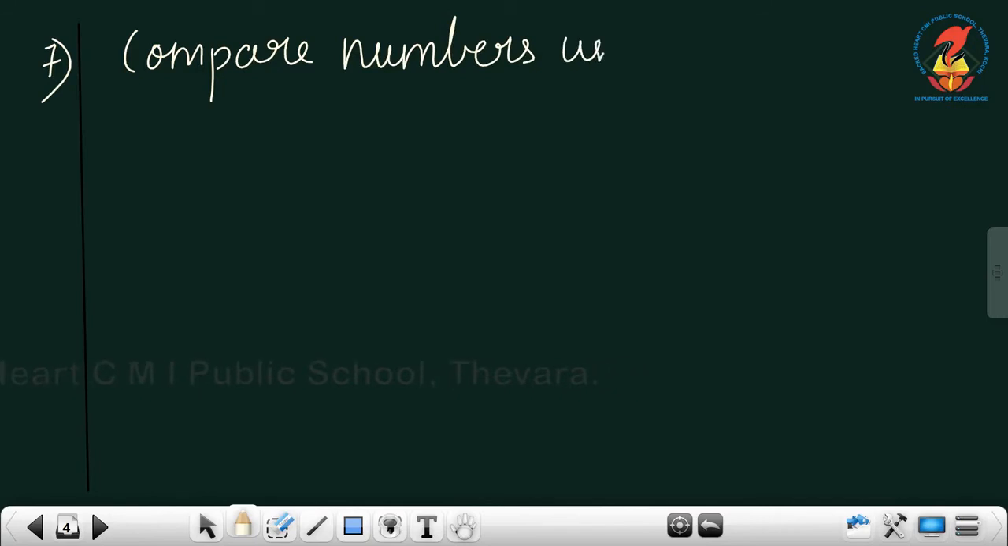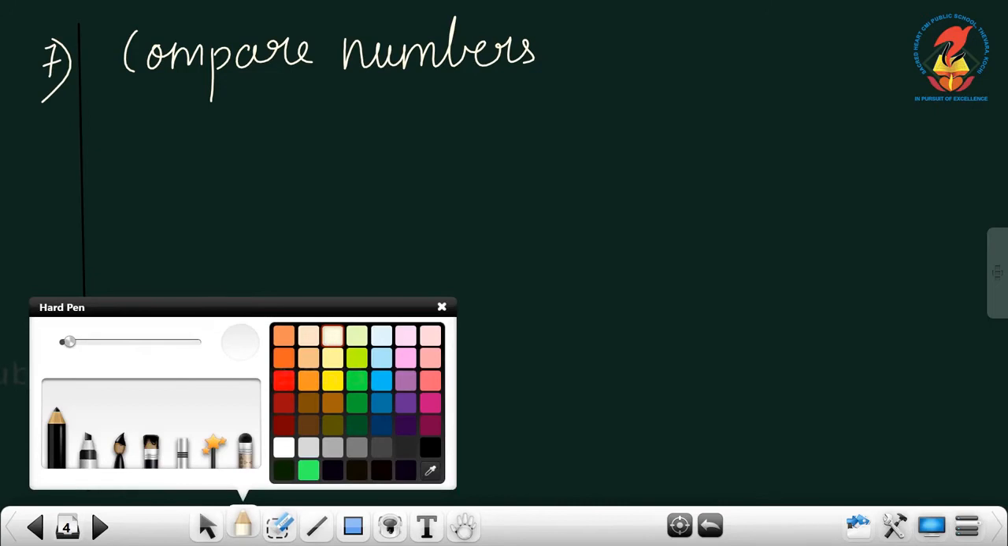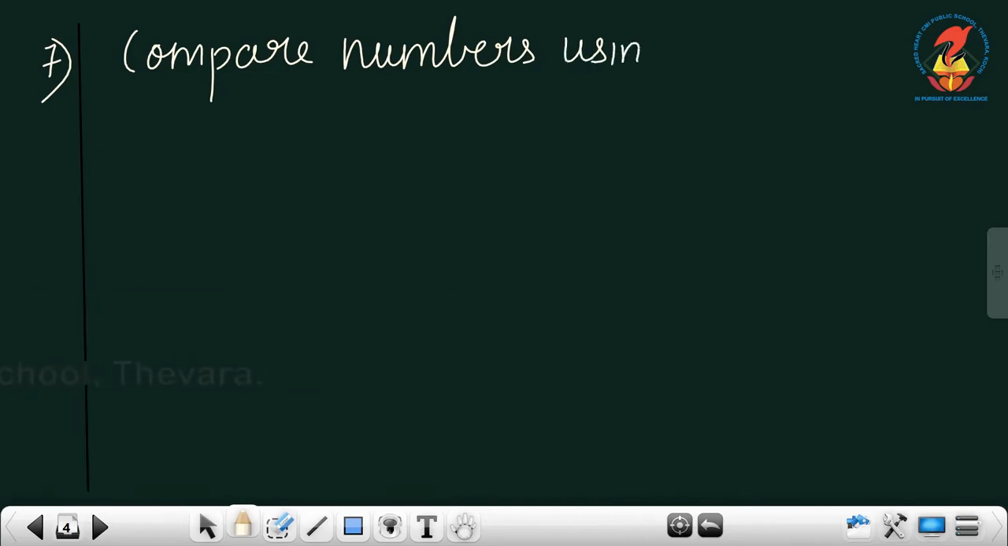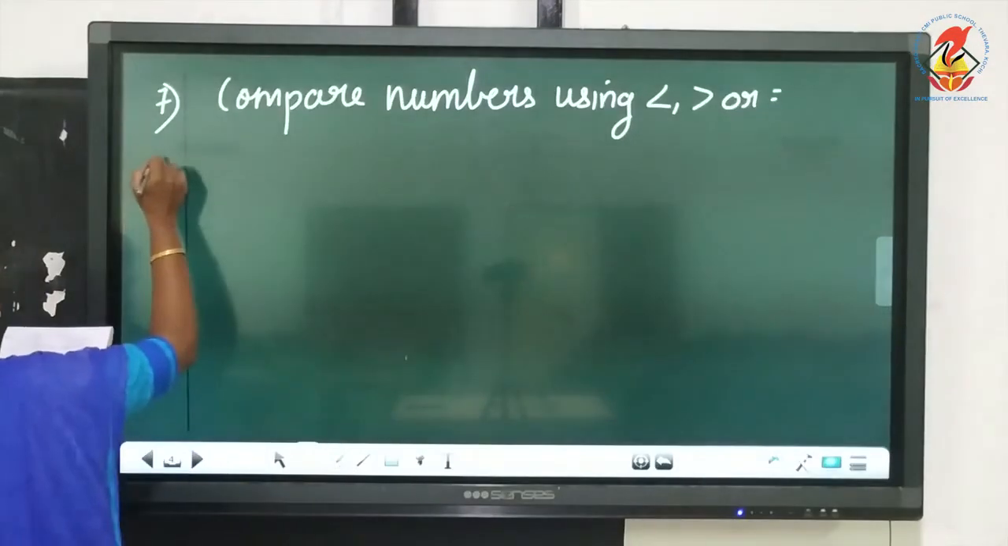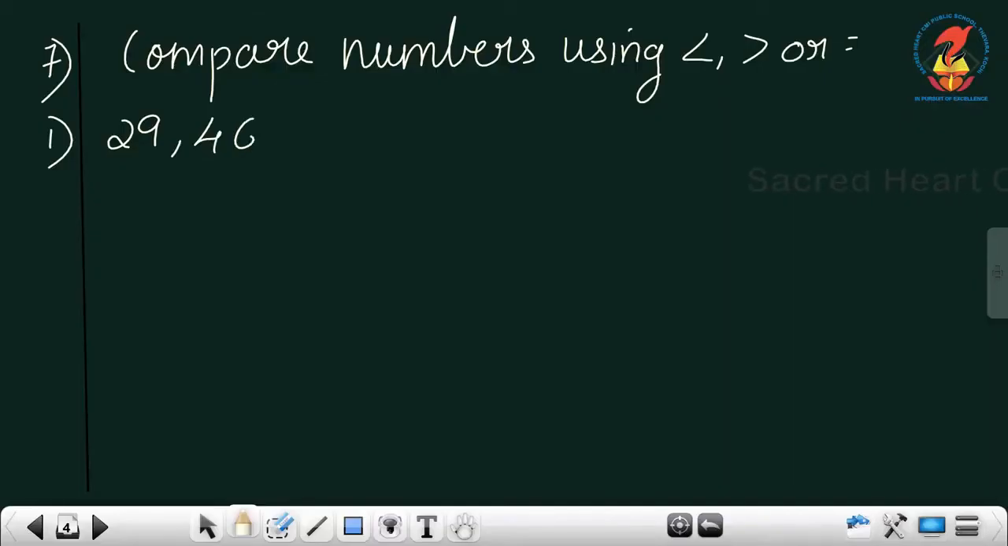Compare numbers using less than, greater than or equal to sign. You're studying this from the lower classes. I'll give you the questions, you will do it on your own. 29,461, 38,423.